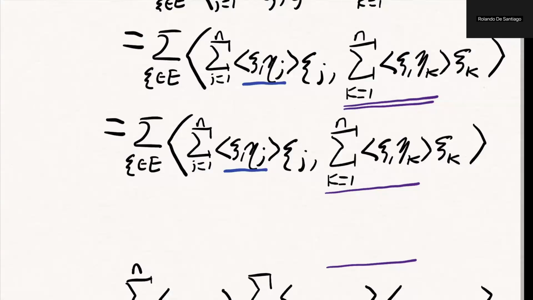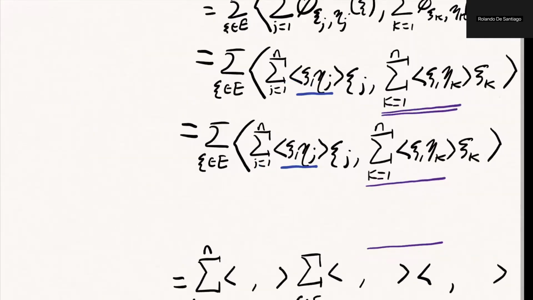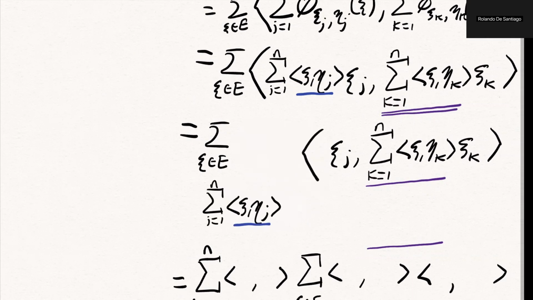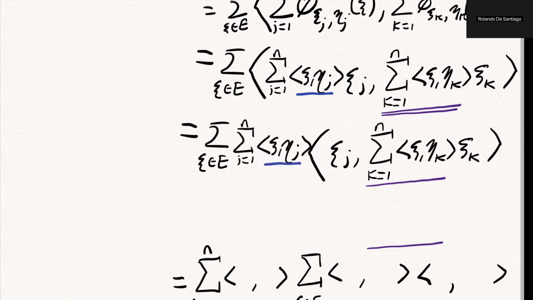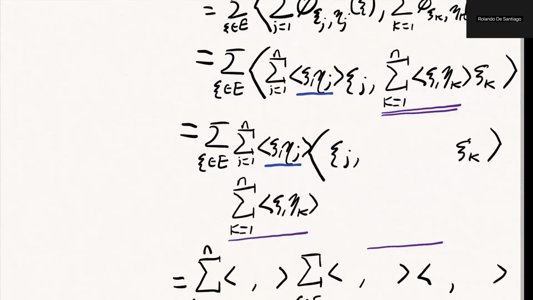All right, so I just duplicated that line. Now the first thing that I'm going to do is take this sum, these coefficients, and move them outside. And while I'm at it, I'm going to do the same thing with this other sum. Great.